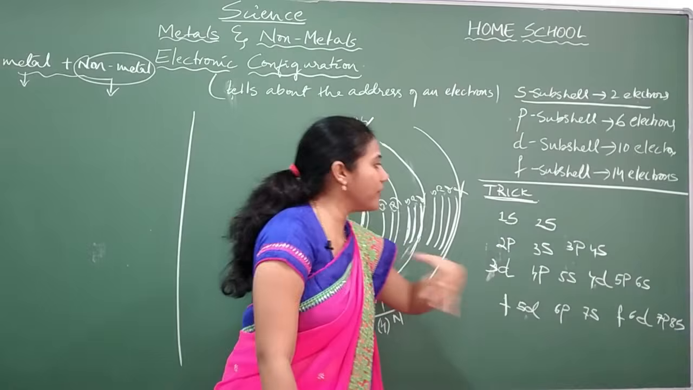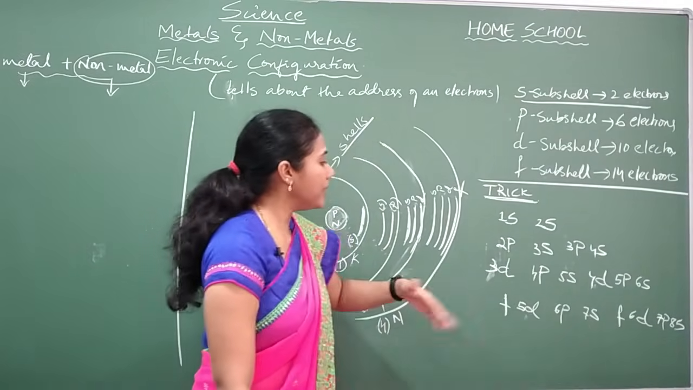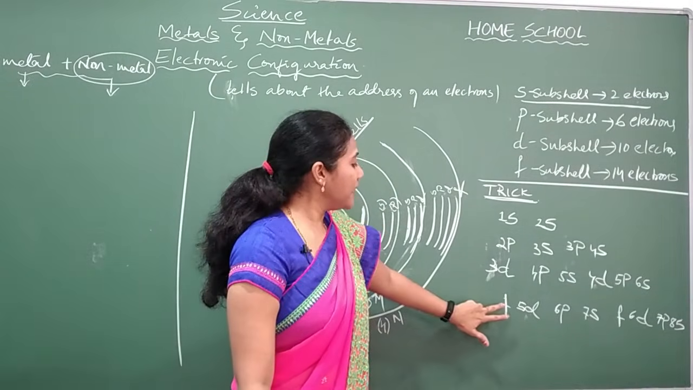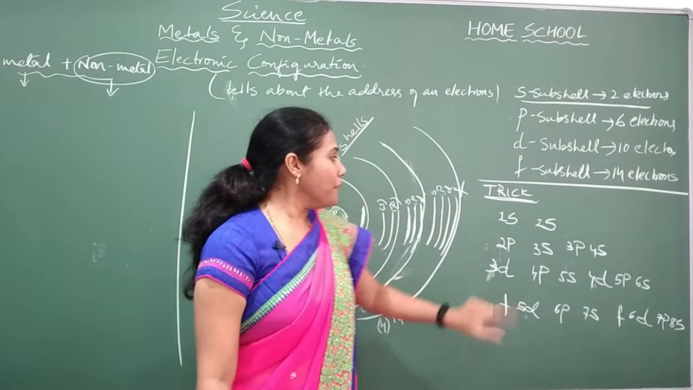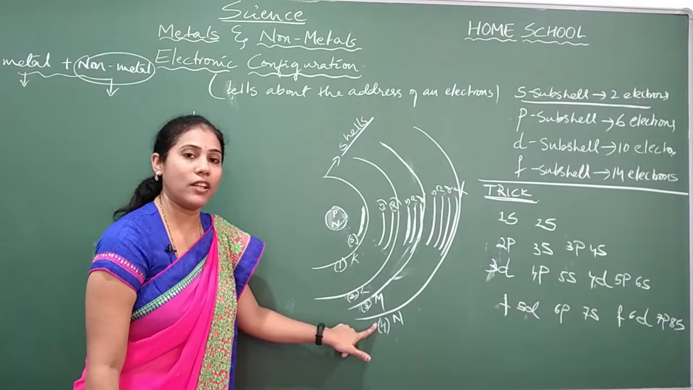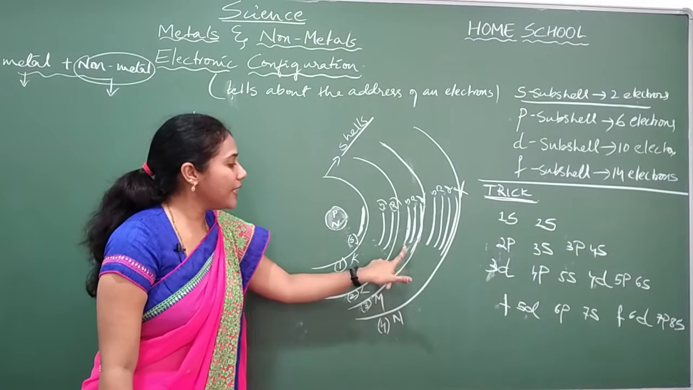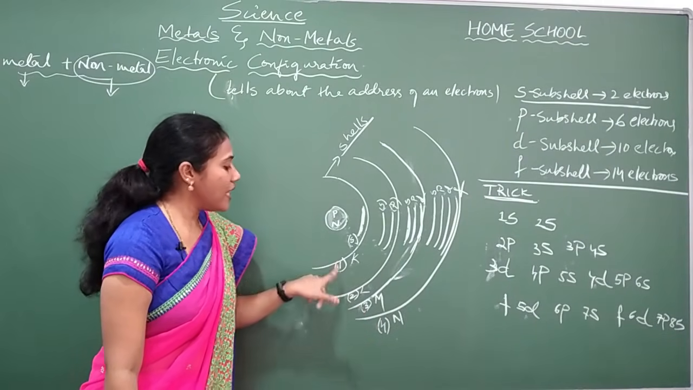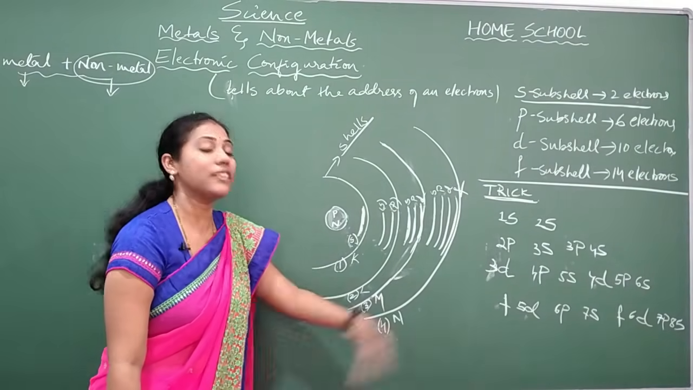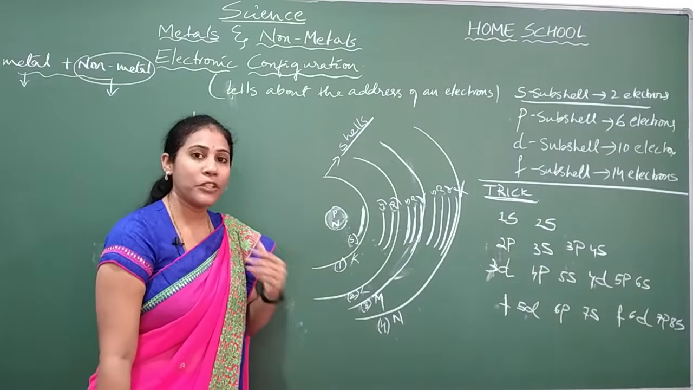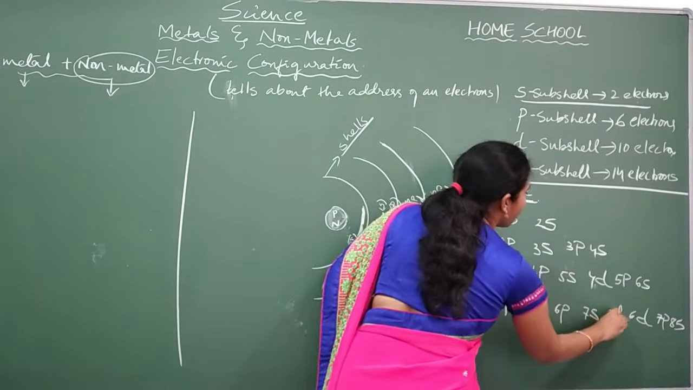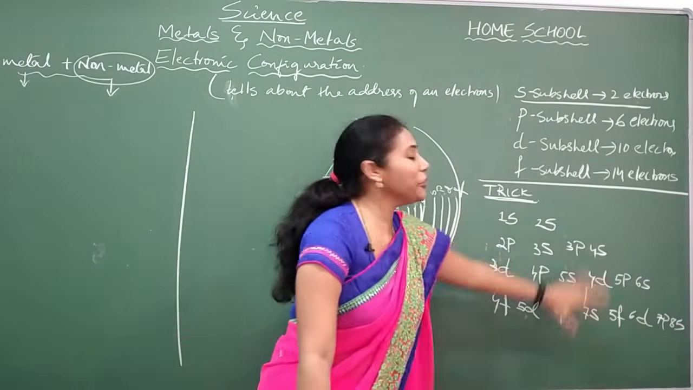For all S's you have given a number, for all P's you have given a number, for all D's you have given a number, and for all F's. Whenever you start putting a number for F, start from 4 onwards, because where is our F subshell? It will start from the 4th shell onwards. F subshell is not there in the 3rd shell, 2nd shell and 1st shell. It starts from the 4th shell onwards. So 4F, and where is one more F? Here, so 5F. So this is what you have to remember, guys.